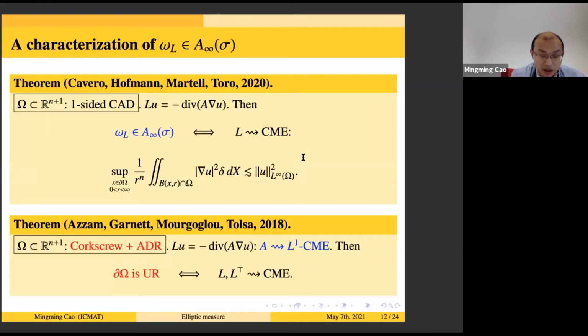And if the connectivity condition is removed, Mourgoglou and Tolsa prove the following result. The boundary is uniformly rectifiable if and only if every bounded weak solution u of L and L transpose satisfies the Carleson estimate. Yeah, L transpose is the transpose operator of L.